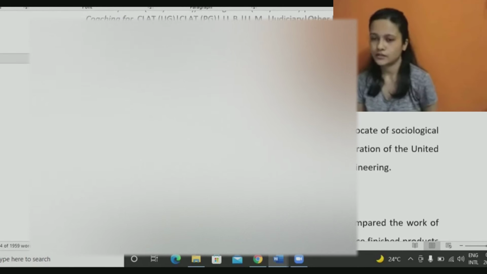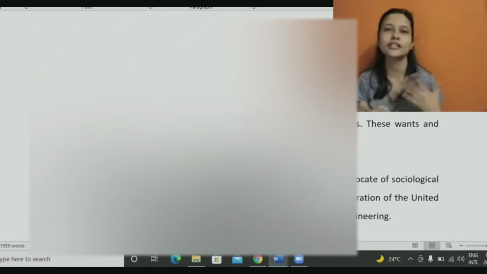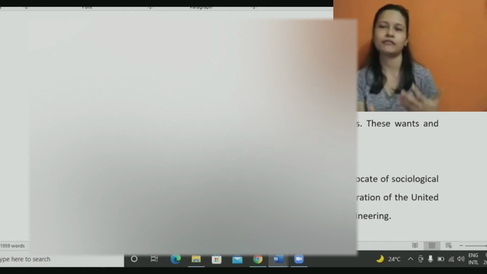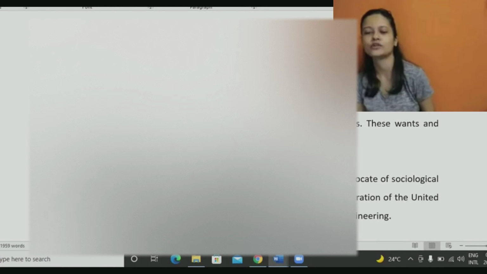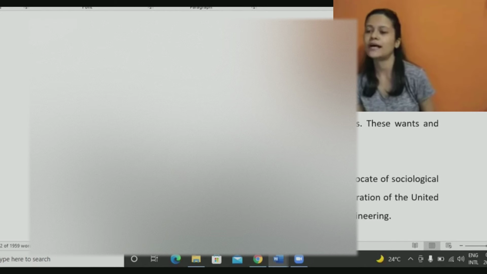Okay, so this concept is law as social engineering. This also is a theory, like I said, right? Ideas of law: different people have given different theories. This also is a theory, which is given by Roscoe Pound. He says law as social engineering.